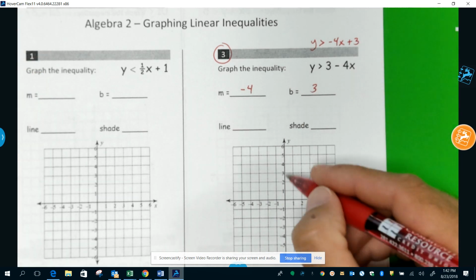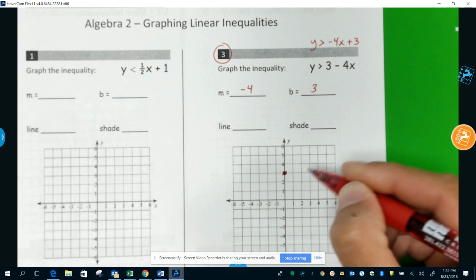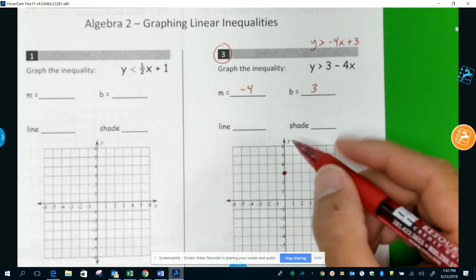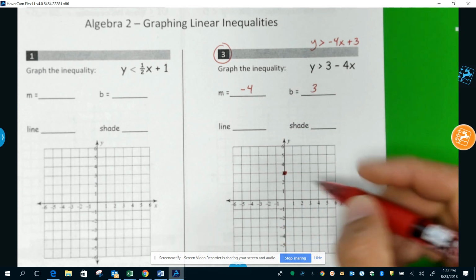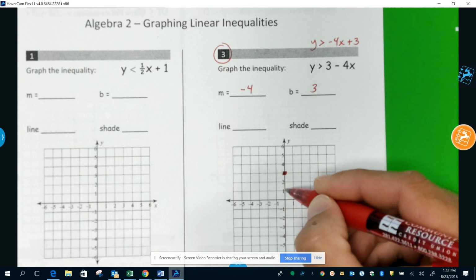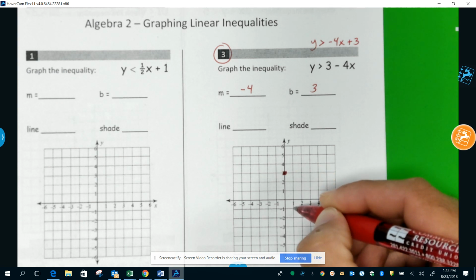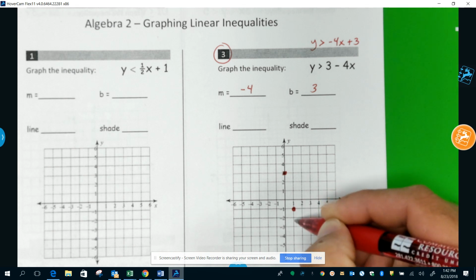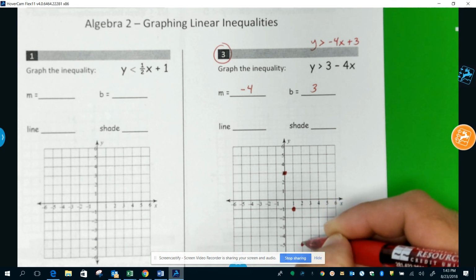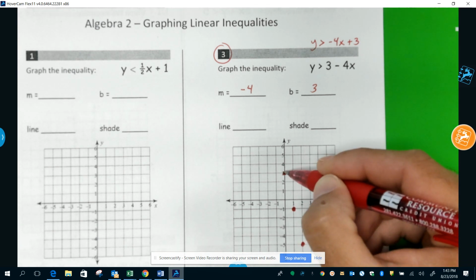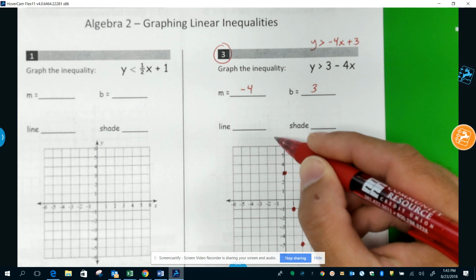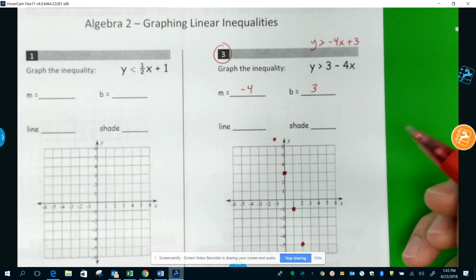So if I'm going to graph this, I'm going to start on the positive 3, the y-intercept, and then my slope here is negative 4 over 1. So negative slopes I know go down and to the right. So 1, 2, 3, 4, down and to the right. I could also go up 4 and to the left. That goes off the graph, but it's okay.